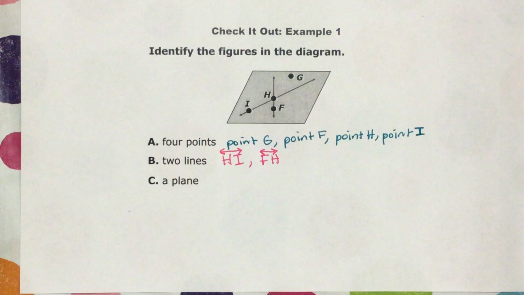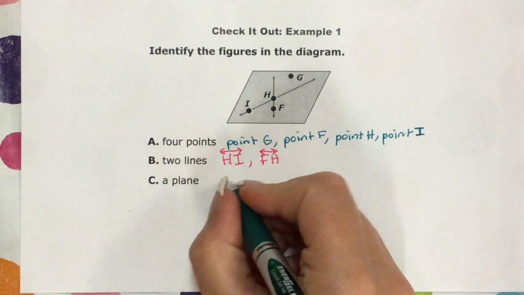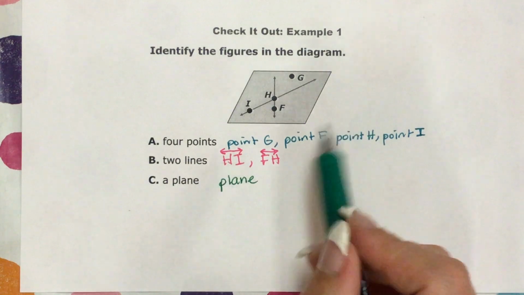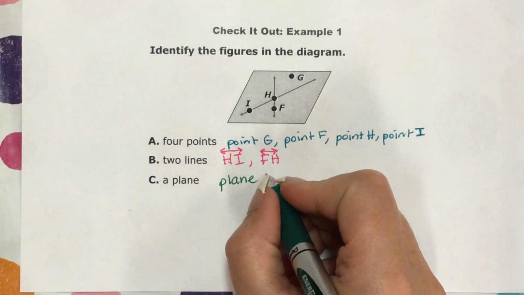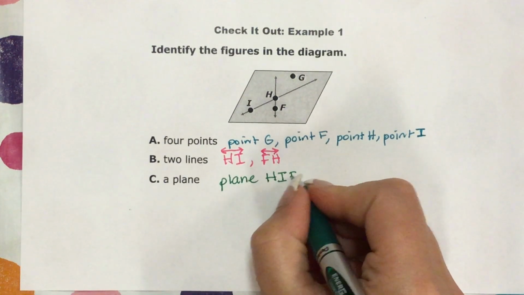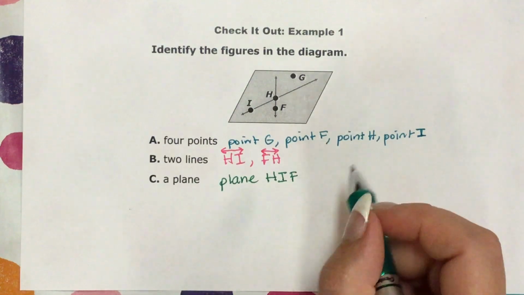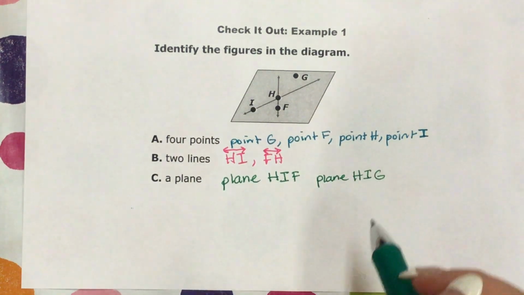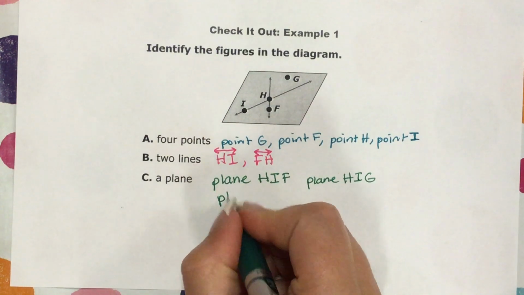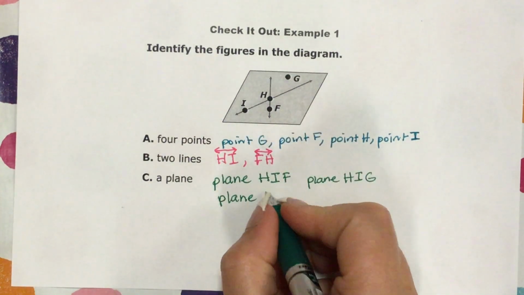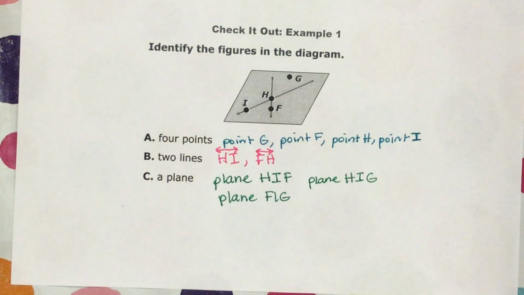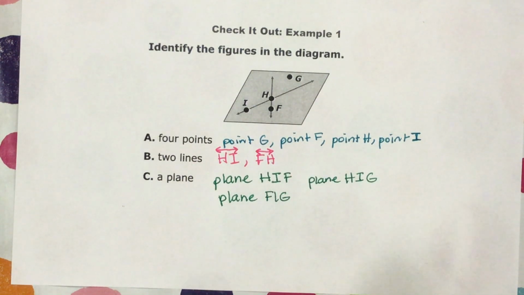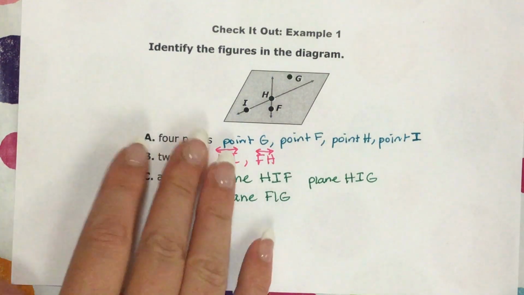Moving on, the last one is a plane. So whenever you're trying to label a plane, you write the word plane, and then you pick three points that are not on the same line. So I'm just going to go ahead and pick H, I, F. That would be one example. Or if you said plane H, I, G, that would be another one. We should do this one. This one's actually a word. Plane F, I, G, fig, plane fig, yeah. Well, you just had to do one, but those are just three different ways you could write the same thing. And maybe you have used three different ones that I didn't use, and that's okay too. All right, cool. Let's move on to the next thing.